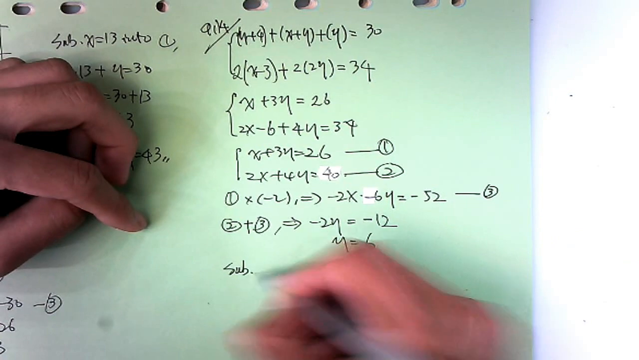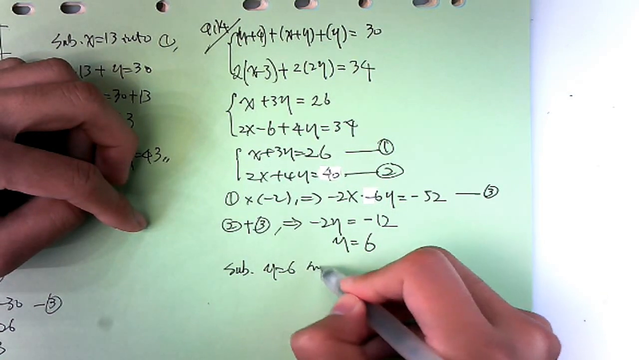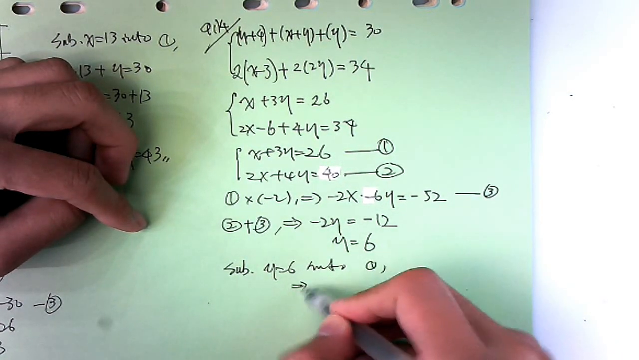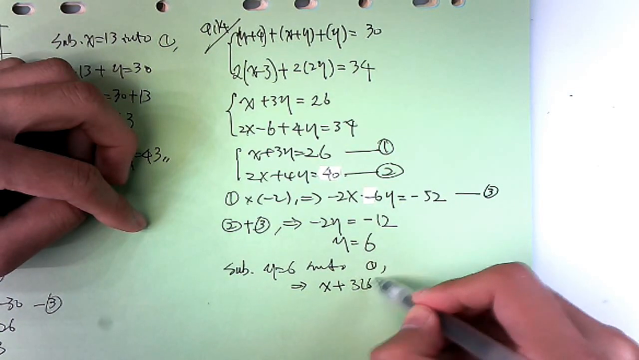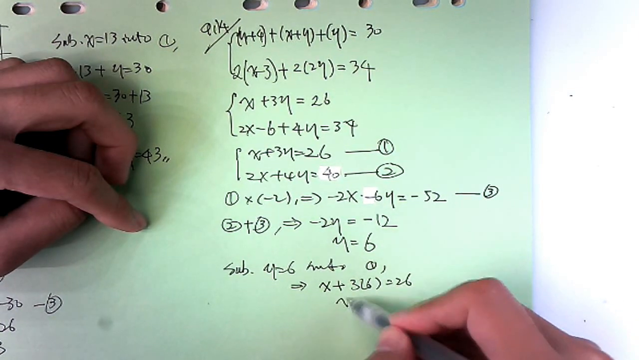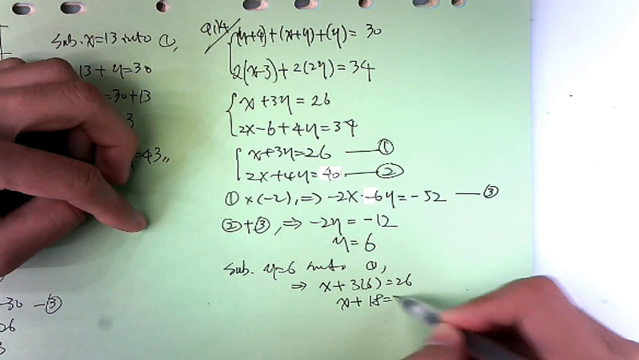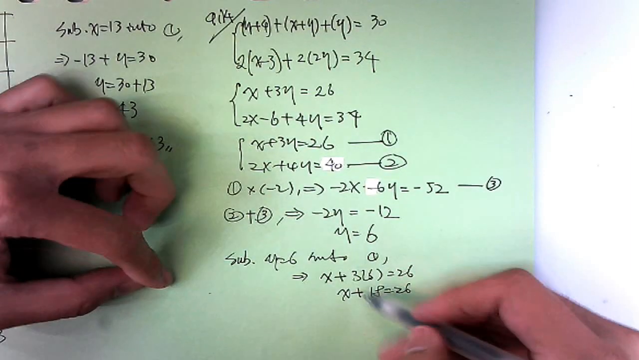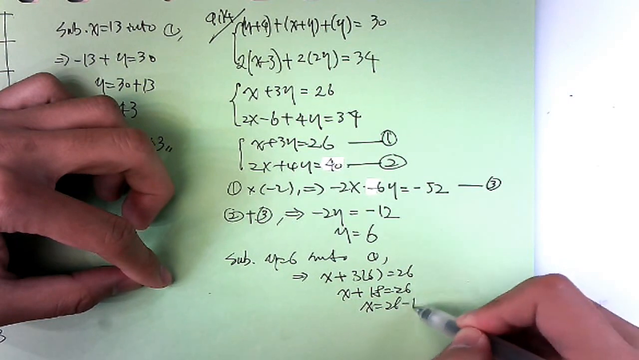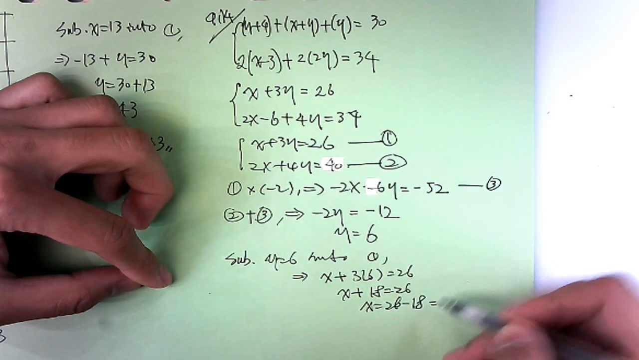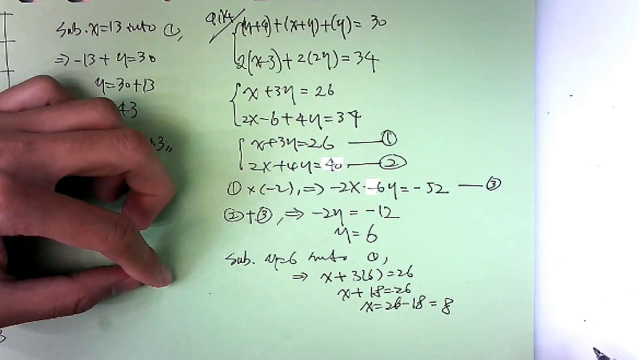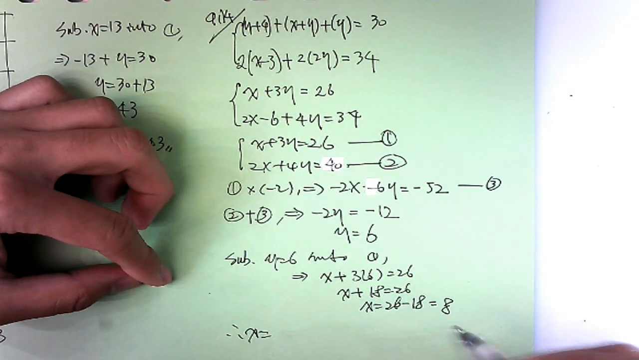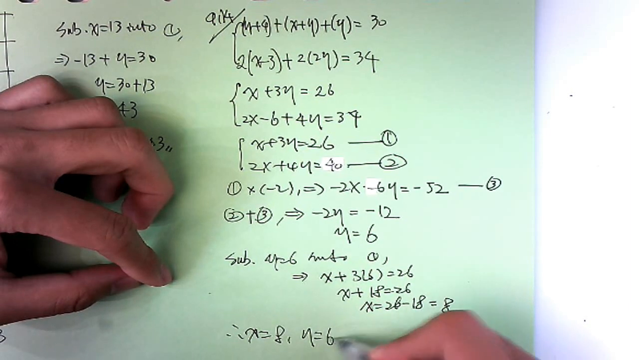Substitute y equal to 6 into 1. What you have is x plus 3 times 6 equal to 26. This is 18. And then move the 18 to the other side and it becomes minus. It is 8. Understand? So we do the conclusion. x equal to 8, y equal to 6.